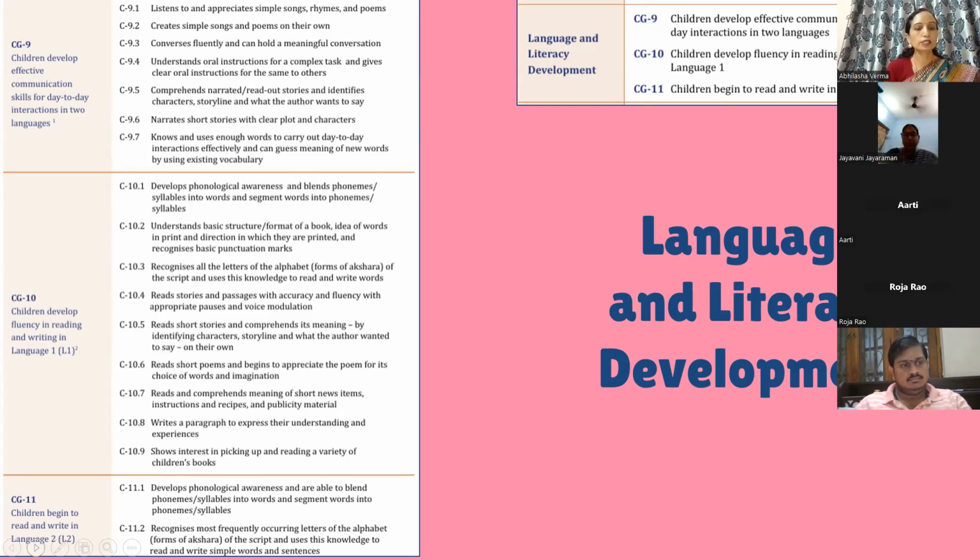The child starts reading short stories, and if you have seen the books of the foundational stage children, the fonts are very large so that they can be easily read. Short poems, and the child begins to appreciate the poem for its own choice of words and imagination. They show interest in picking up and reading a variety of children's books. Then they learn about phonetics and various LSRW skills. The next slide, please.